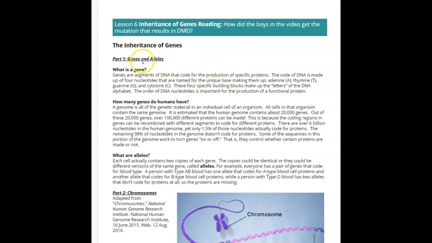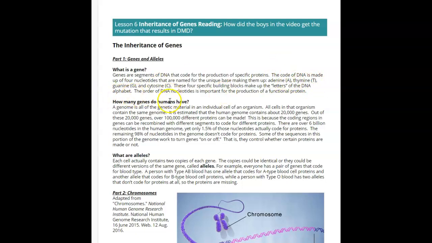Part 1. Genes and alleles. What is a gene? Genes are segments of DNA that code for the production of specific proteins. The code of DNA is made up of 4 nucleotides that are named for the unique base making them up: adenine, thymine, guanine, and cytosine, ATGC. These 4 specific building blocks make up the letters of the DNA alphabet.